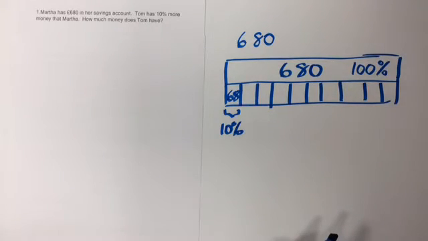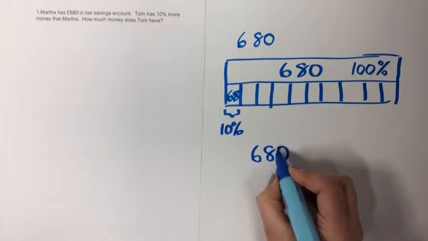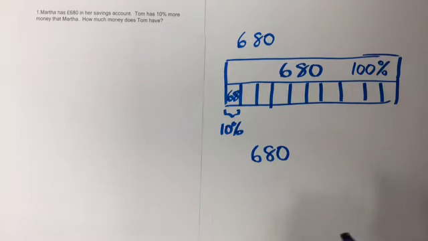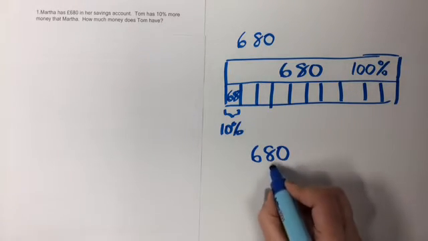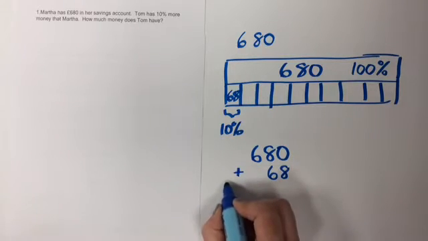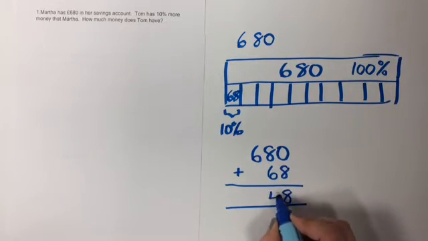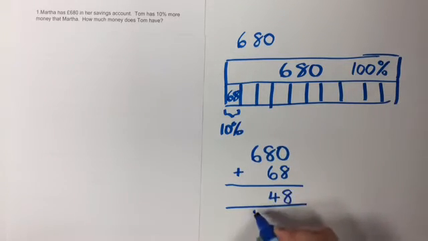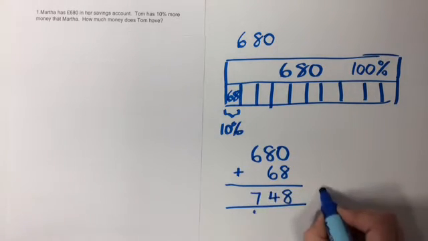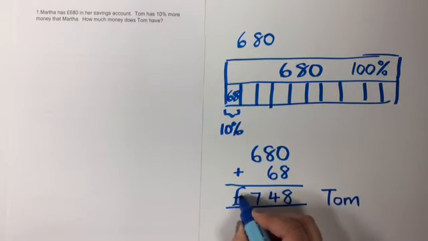So it says Tom has 10% more money than Martha. So we've got 680, which is Martha's money. And then we've got the bit more that Tom has. So he's got an extra £68. So we need to add those together. So 6 plus 8 is 14. 6 plus the 1 is 7. So Tom has got £748.